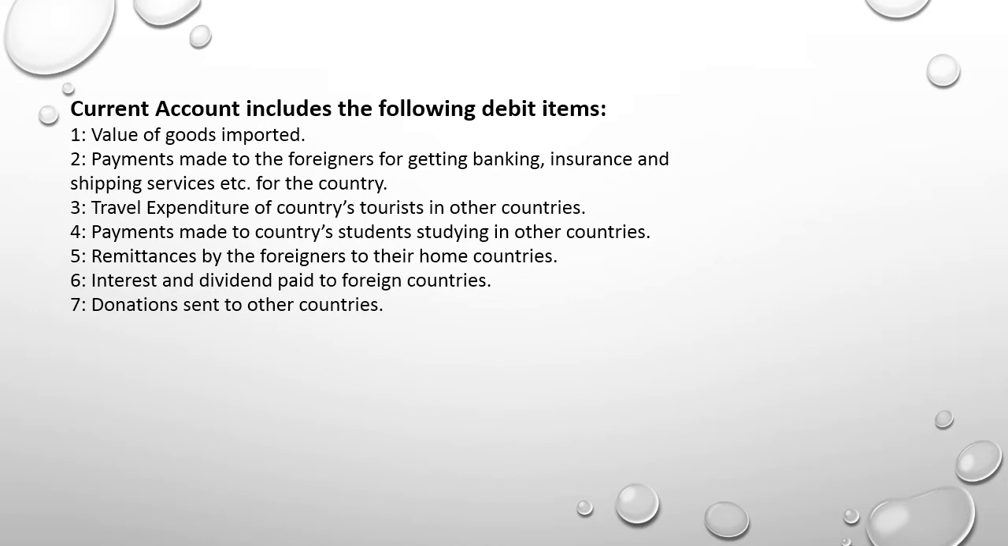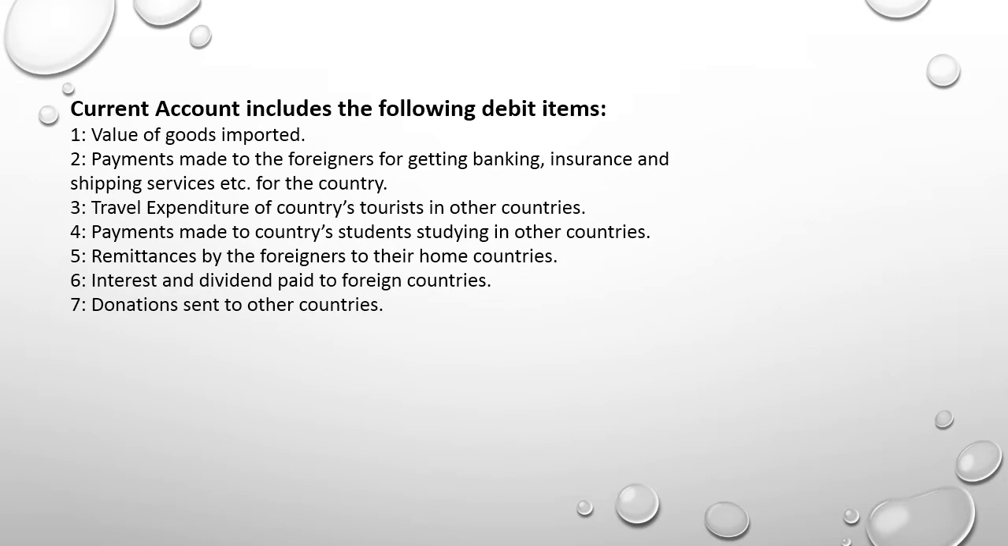Number two, payments made to the foreigners for getting banking, insurance, and shipping services, etc., for the country. That is, when we get services of foreign companies, shipping companies, banking and insurance companies, etc., then we pay for those services. This is also a debit item in our current account. We consume foreign exchange for it.